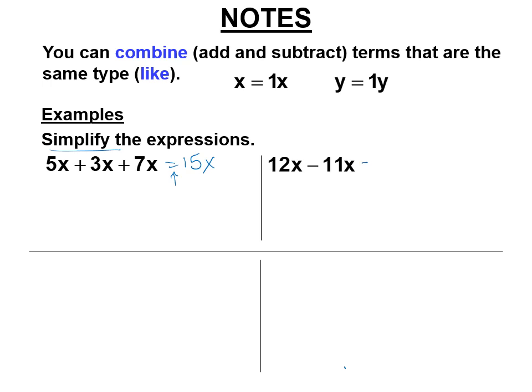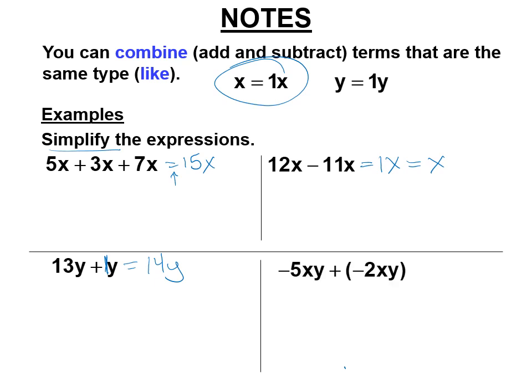12x minus 11x is 1x, but we're never going to write 1x in an answer. We're always going to get rid of that 1 and write x. 13y plus y is 13y plus 1y. There's a 1 in front of there, and so you add those together, you get 14 y's, right? You add another y to 13y.